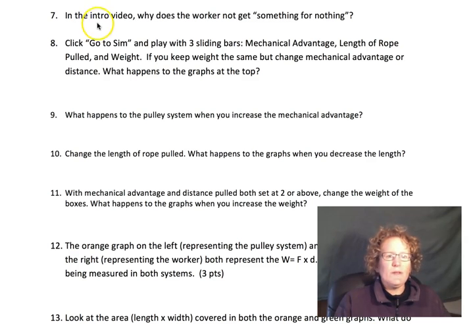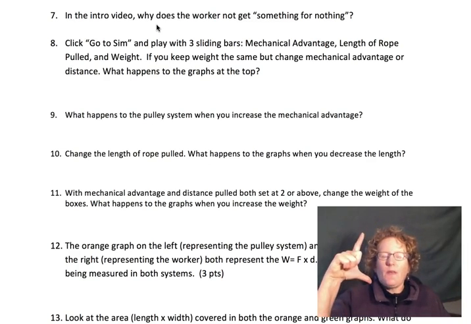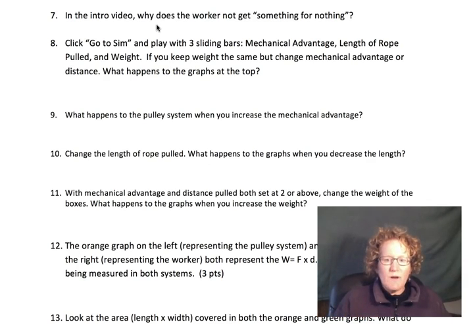Okay, in the intro video, the first part of when we were looking at the sim, it says the worker does not get something for nothing. What does that mean? The worker needs to use less force, but what's the trade-off? If you use less force, you need more distance. We saw that in that he only raised the box 1 unit of length, but he had to pull 3 units of length on the rope. So the trade-off is less force, more distance.